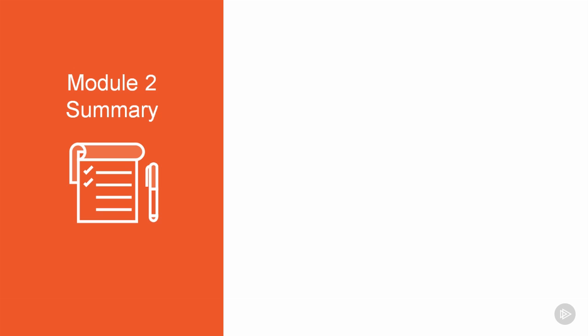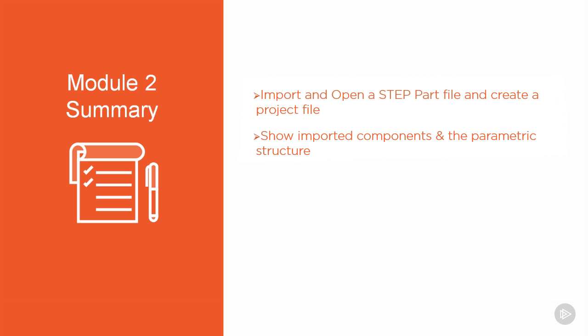So our Module 2 summary, we're going to start out by getting our files together. These are the files that we're going to use throughout the majority of our course. We're going to first export a step file and then re-import that step file to go through the motions of importing an external step file from a customer. Then we'll show how those components come into Inventor and how they also maintain their parametric structure within the assembly.